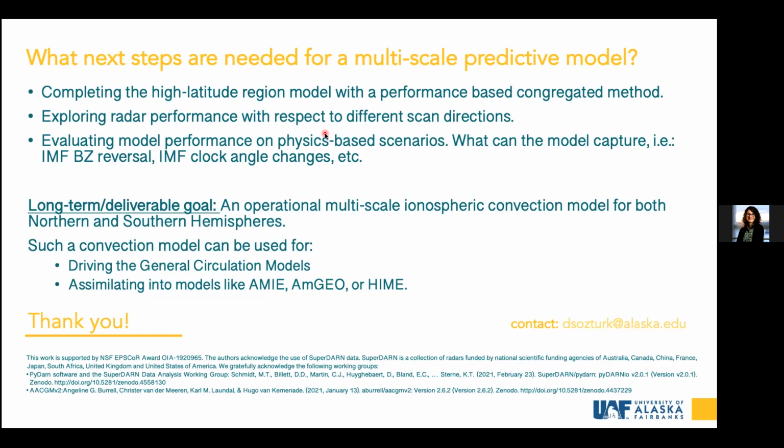So in the long term, we are hoping to deliver an operational multi-scale ionospheric convection model for both northern and southern hemispheres. These kinds of convection models can be used for driving the general circulation models with multi-scale energy and ionospheric specifications. These SuperDARN results can also be used in assimilating models like AMIE, AMGeO, or HIME type models, which incorporate these radar information into the large-scale potentials. So that is all that I have.